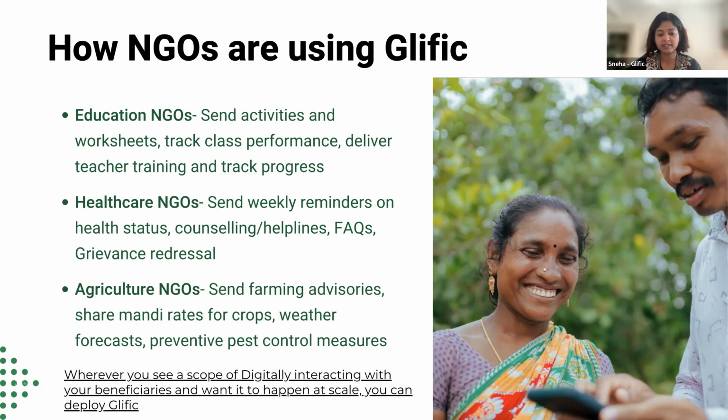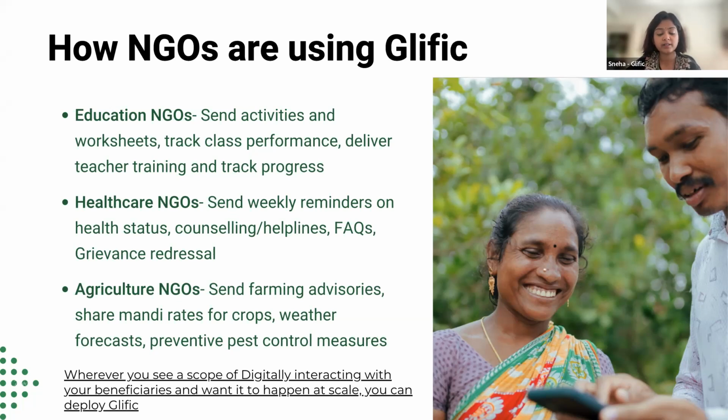Like DG has been sharing farming advisories, you can also share mandi rates. If you share the date and time and the details of the crop, you can see the mandi rate of that particular crop. So that's also something agri-based NGOs are using right now.